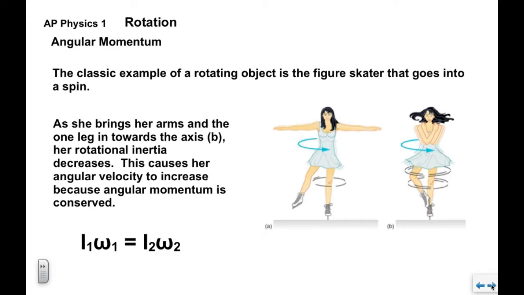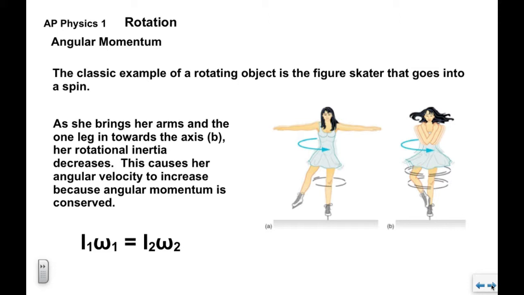and what we see is that she brings her arms in towards the rotation axis, brings that other leg in towards the rotation axis, and because we are redistributing the mass closer to the rotation axis, this tends to decrease the rotational inertia of the skater.